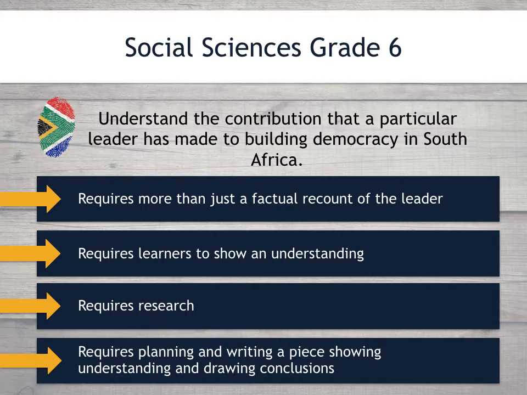And then finally, the learners are required to plan and write a piece showing understanding, and most importantly, to be able to draw conclusions. So those 4 aspects are the things that you are looking for in your task expectation. That's what you want from the learners. So we're going to use this to build the rest of the rubric.